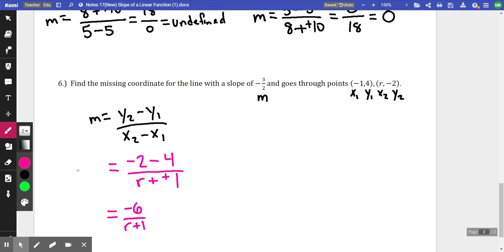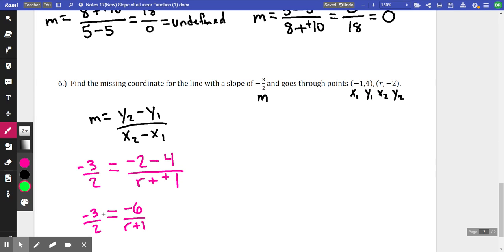But the slope is supposed to be -3/2. So what I need to do is figure out what value of r is going to give me a slope of -3/2. You could use some guess and check. However, if it doesn't come to you right away, it would be nice to have a process where you don't need guess and check to figure out what number I plug in here, which would get this fraction reduced to -3/2.